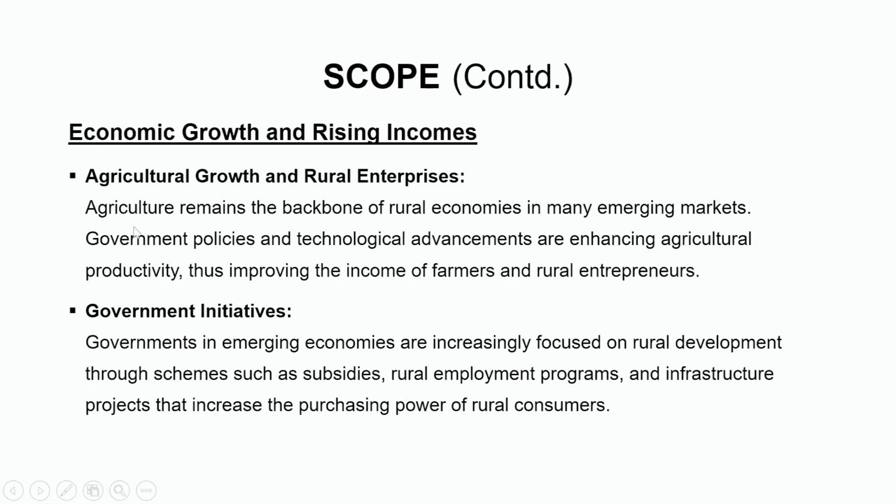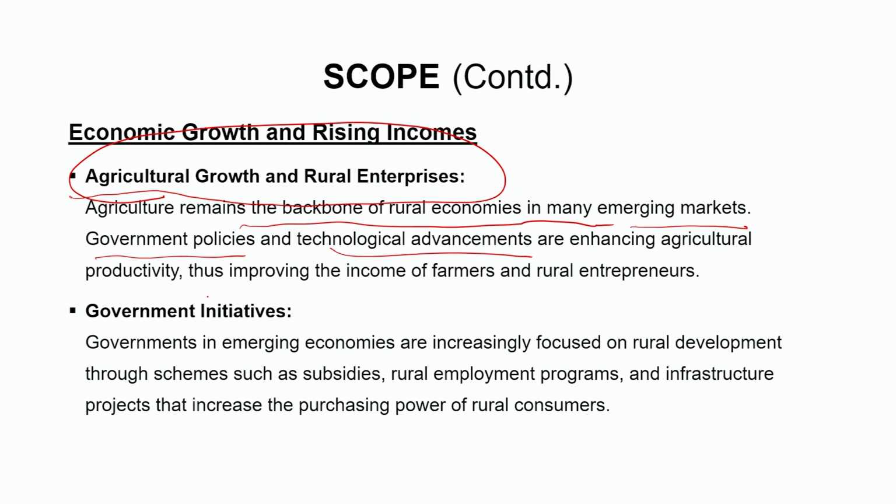Second aspect we see is the economic growth and rising income. When we say that the growth is taking place, mainly we are talking about the agriculture growth and rural enterprise. So when we say that agriculture is the backbone of the rural economies, in many emerging markets, government policies and technological advancements are enhancing the agricultural productivity, thus improving the income of the farmers and rural entrepreneurs. We see here that nowadays even the rural areas, the sprouting of the rural entrepreneurs is also taking place. The people from that rural areas are initiating to venture into the new market.